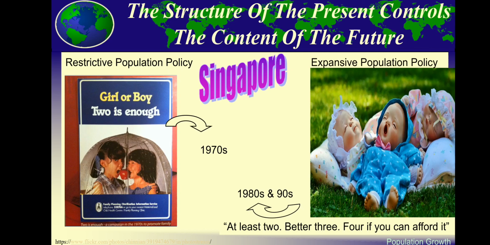Now the second policy which the government of Singapore followed is known as expansive population policy. Now this policy encourages the growth of population. Where birth rates are low, such policies are followed. For example, Sweden, France, Italy and Germany.